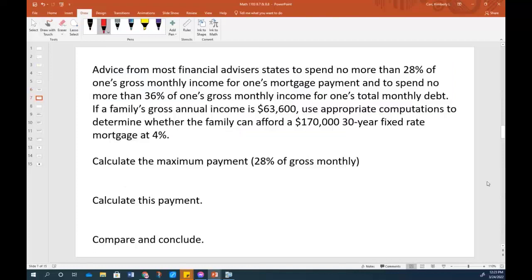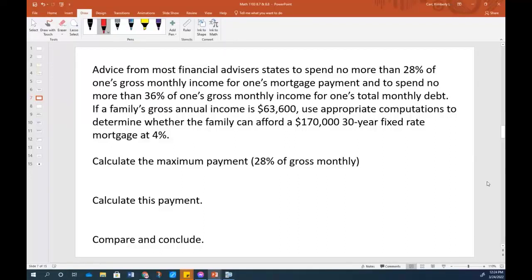Shifting just a little bit, can you afford the house? Most financial advisors tell us that only 28% of your gross monthly income should go to your mortgage payment, and no more than 36% for your total monthly debt. So suppose that you were a banker trying to figure out, could someone afford this house? Or even you as an individual thinking, am I going to get approved for this home? This is kind of the calculation that goes through.